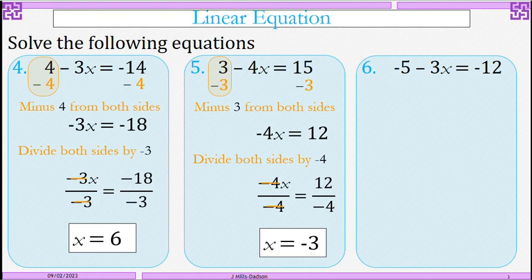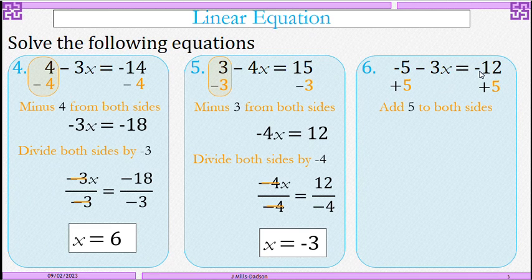Okay, hope you've done it. Let's look at this. We need to get rid of negative 5 before we get rid of negative 3, that is multiplying x. To get rid of negative 5, we've got to add 5 to both sides. And this becomes 0, and we only have negative 3x on the left-hand side.